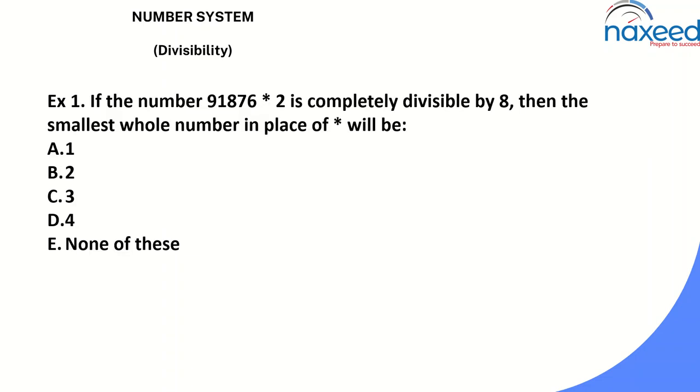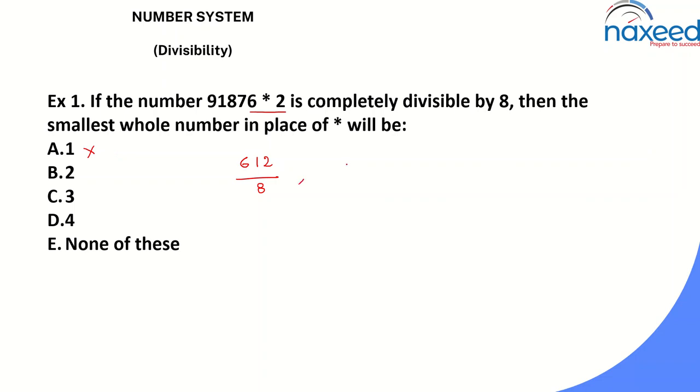Fine. Next, a couple of examples to see how questions are framed on the divisibility concept. If the number 91876*2 is completely divisible by 8, then the smallest whole number in place of the star will be? We know the divisibility rule of 8: take the last 3 digits and check whether it is divisible by 8 or not. If I choose option 1, the number will become 612. Is it divisible by 8? 8 times 7 is 56 and the remainder is 52. It is not possible. This is the wrong option.